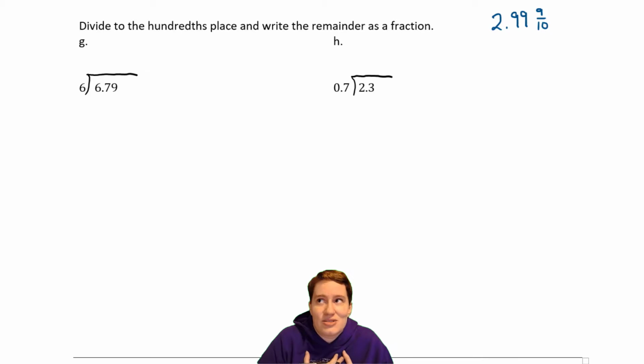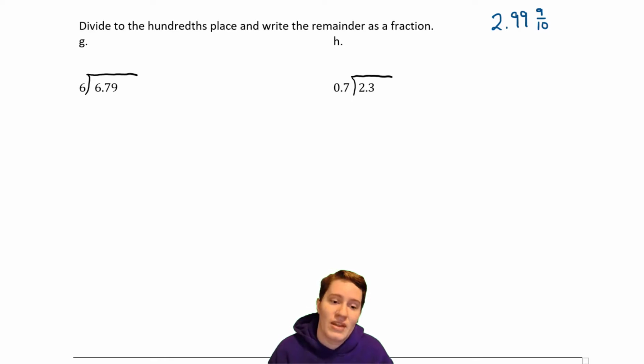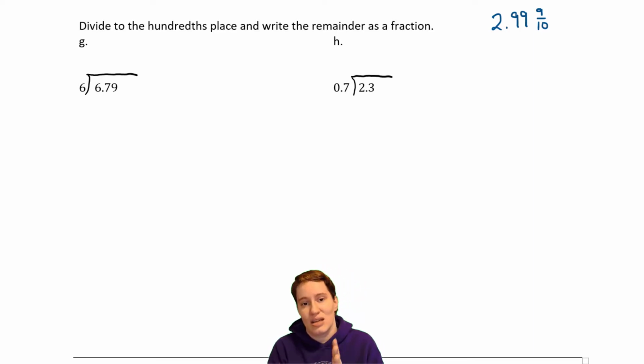I just find it super uncomfortable as a math teacher or mathematician or whatever, because I would rather either round or write it as a repeating decimal. That's my preference. So we're going to give it a shot though. And divide to the hundredths place, and then the next thing we get after we divide to the hundredths place, we're just going to take it and put it over what we're dividing by. So since on G here we're dividing by 6, we're going to end up with something over 6. So let's give this a try.